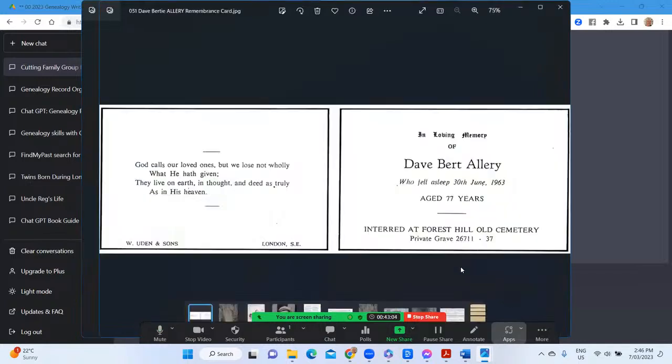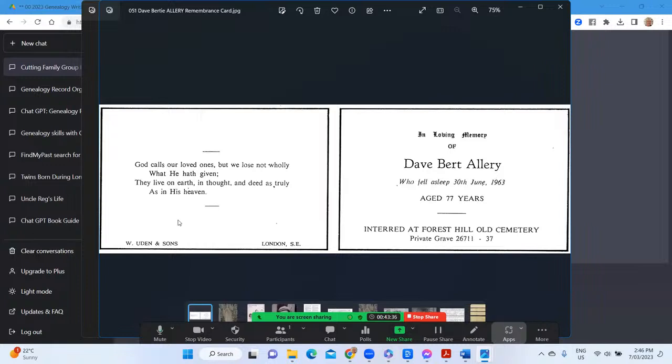Another that I found was in a very different format. And this is for the son of Jemima and Samuel John Allery, their son Dave Burt Allery. This is a memorial card, and it shows where he is interred at the Forest Hill Old Cemetery, even the private grave number. And on the left, the notation that was included for those who attended his memorial.